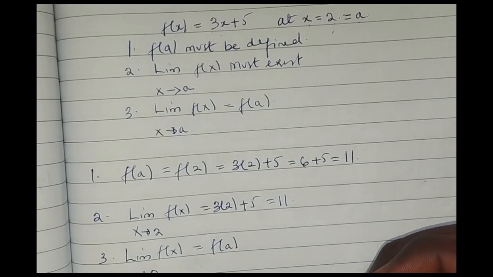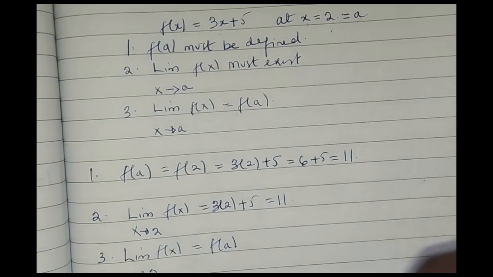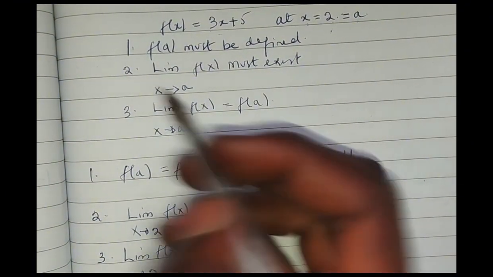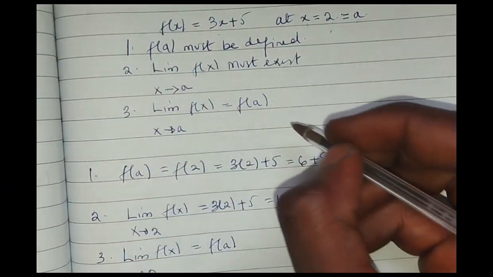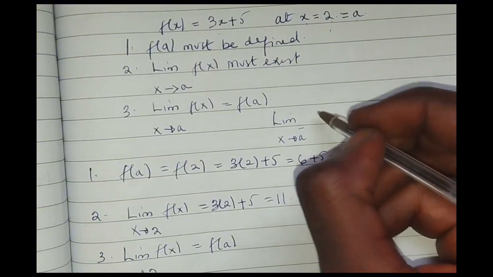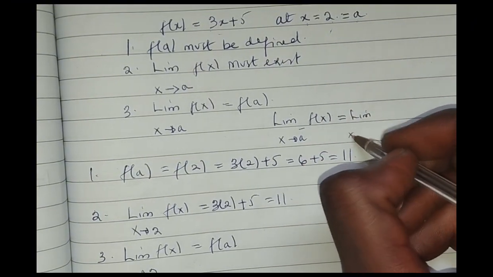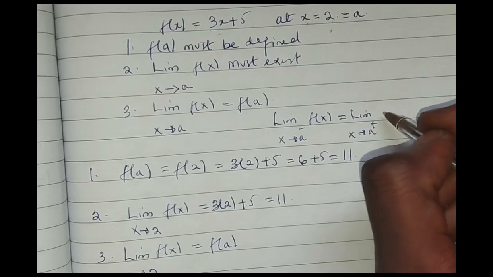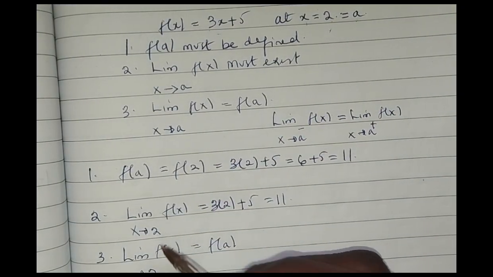So the limit of f(x) as x approaches 2 is equal to f(a). By this, we can say that this function is continuous. Most times the limit must exist from both the right and the left. That is the condition here. That is, the limit as x approaches a from the left of f(x) must be equal to the limit as x approaches a from the right of f(x). These are the two conditions.